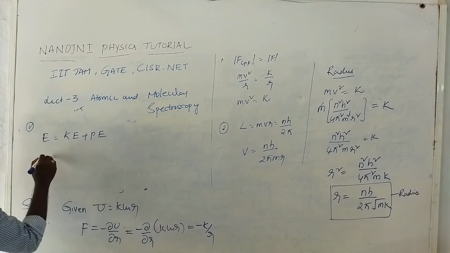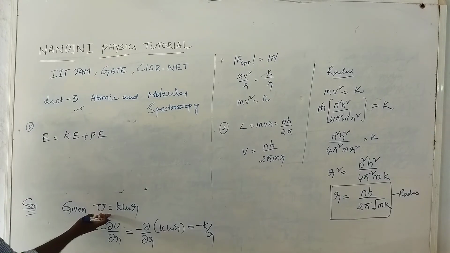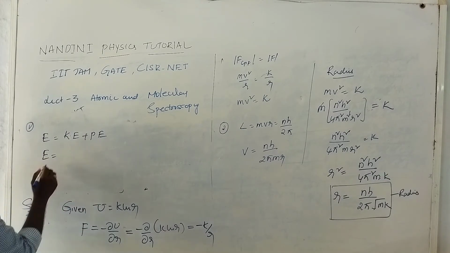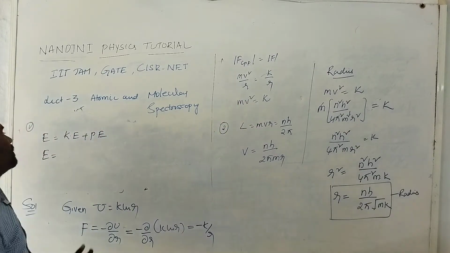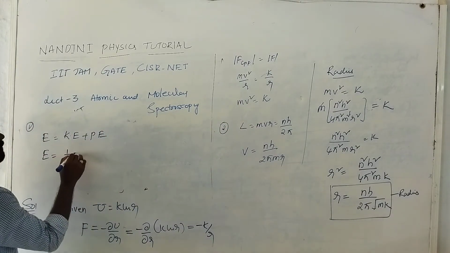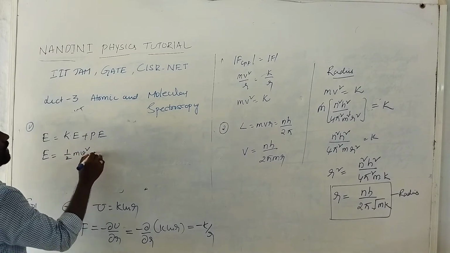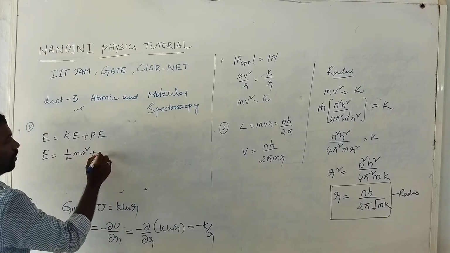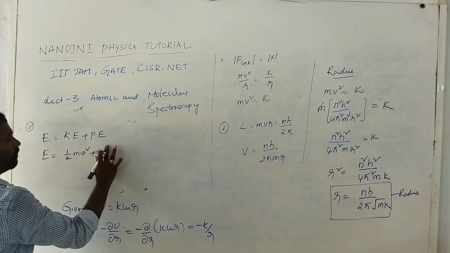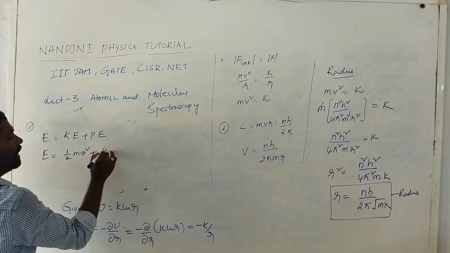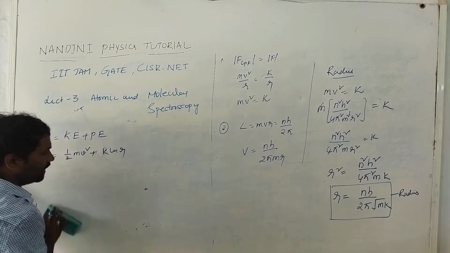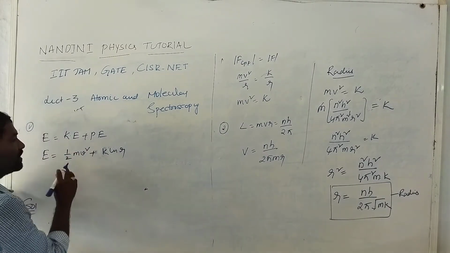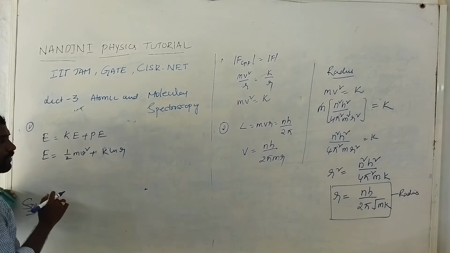What is the kinetic energy and the potential energy? You know kinetic energy is half into mv square, plus the potential energy, called U, which is nothing but k into ln r. So total energy is kinetic energy plus potential energy, half mv square plus potential energy.